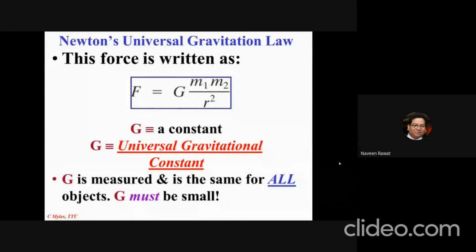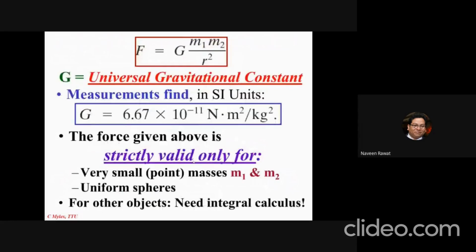In the previous lecture, we saw Newton's universal gravitational law. It was defined as the force F is given by G m1 m2 by r square. Okay, and we said that this G, capital G, is a constant. It's known as the universal gravitational constant, and the value for G is 6.67 times 10 to the power minus 11 Newton meter square per kilogram square.